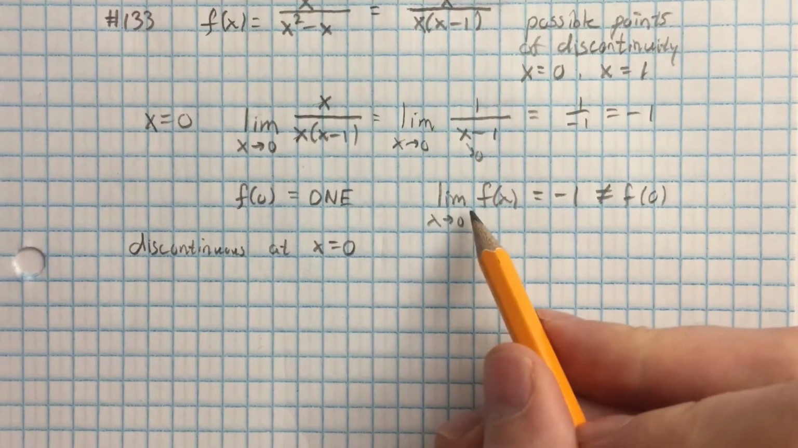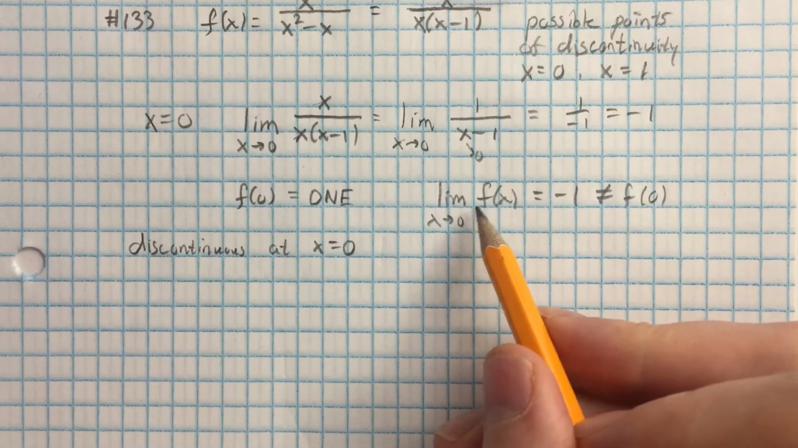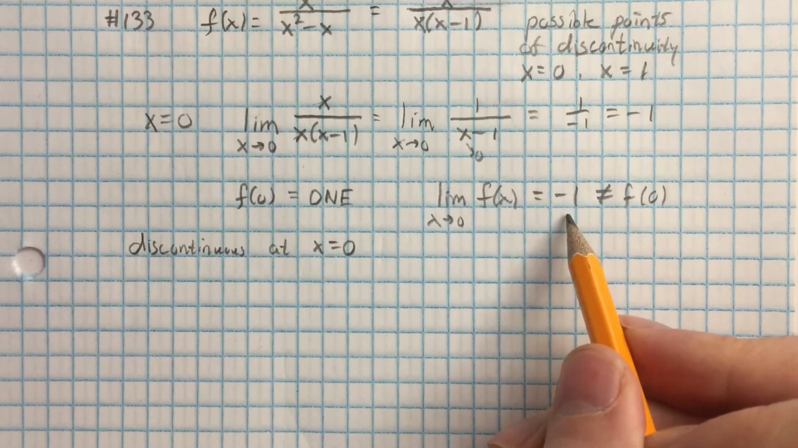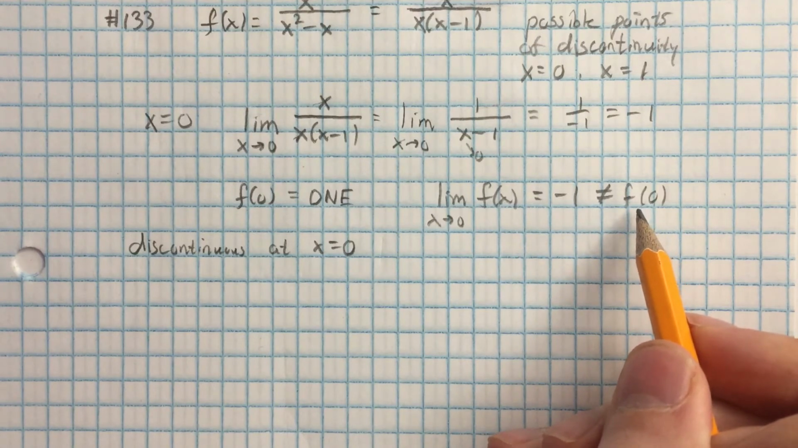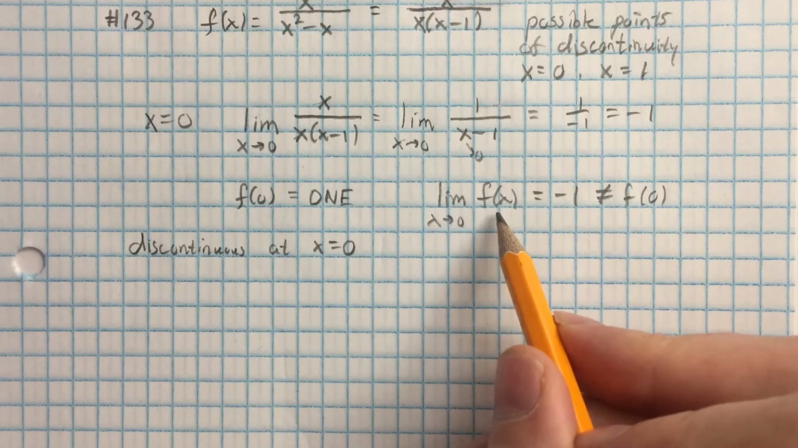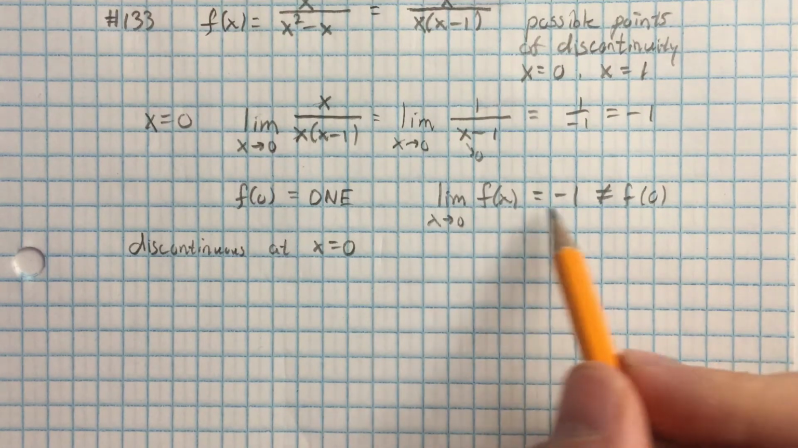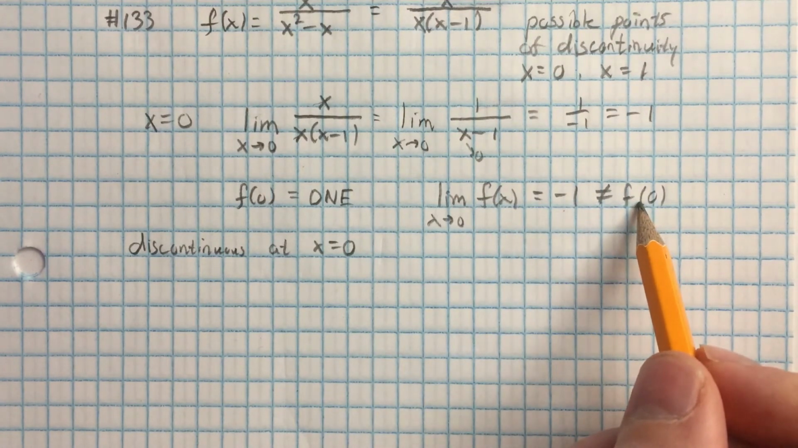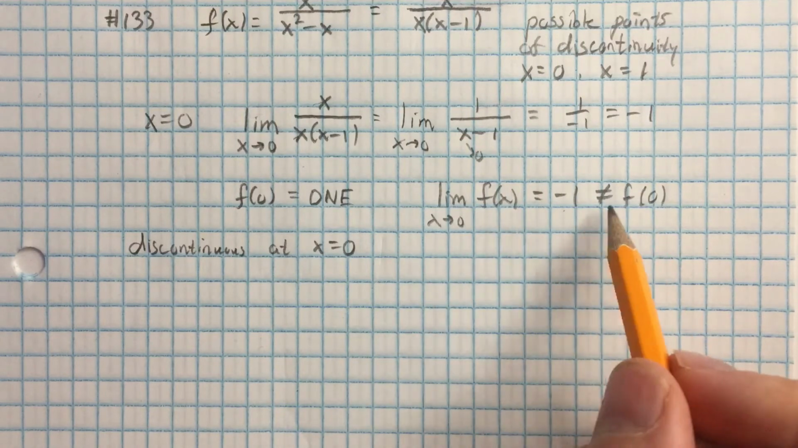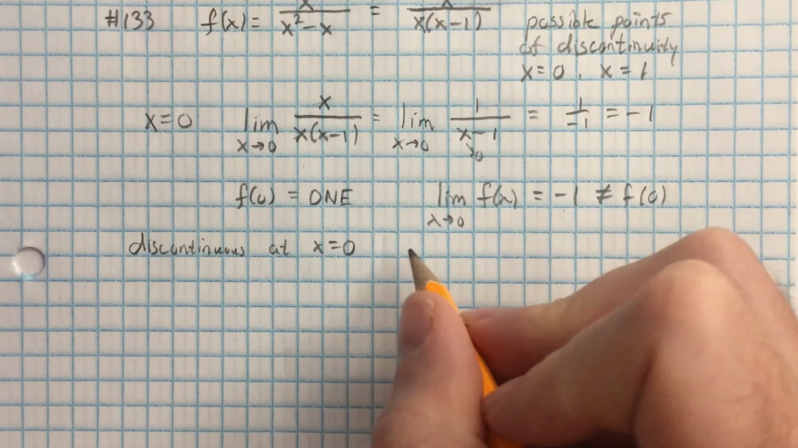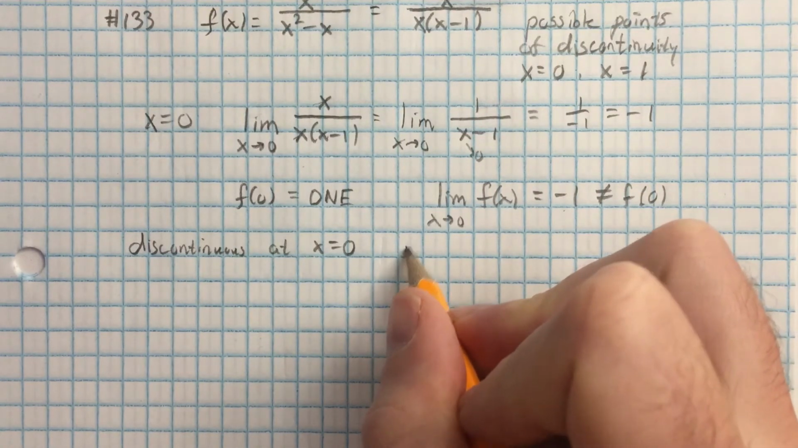But since the limit does exist there, the limit has a value. The problem is the function isn't there. So anytime the limit has a value but there's no function value, or the limit has a value but the function value is different, either one of those two cases is going to be a removable discontinuity.